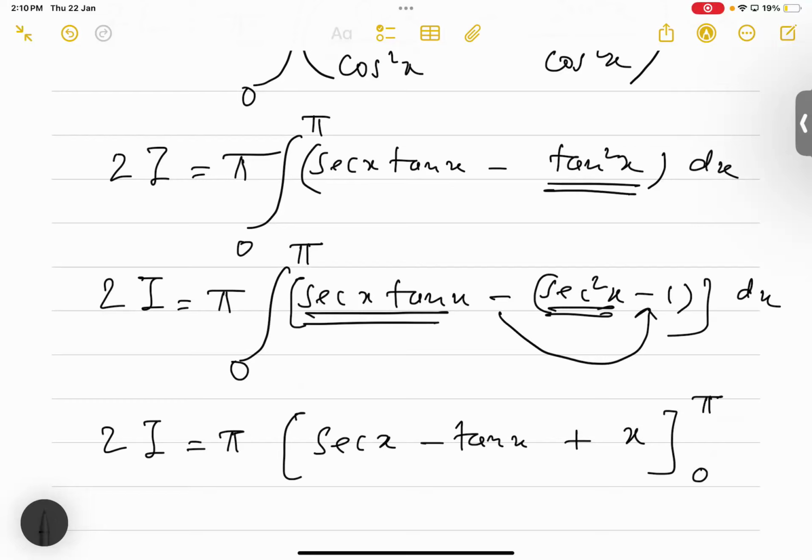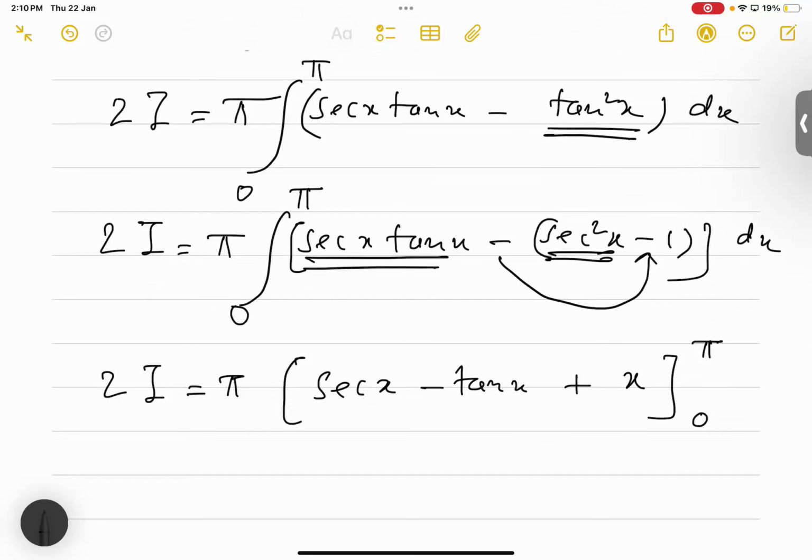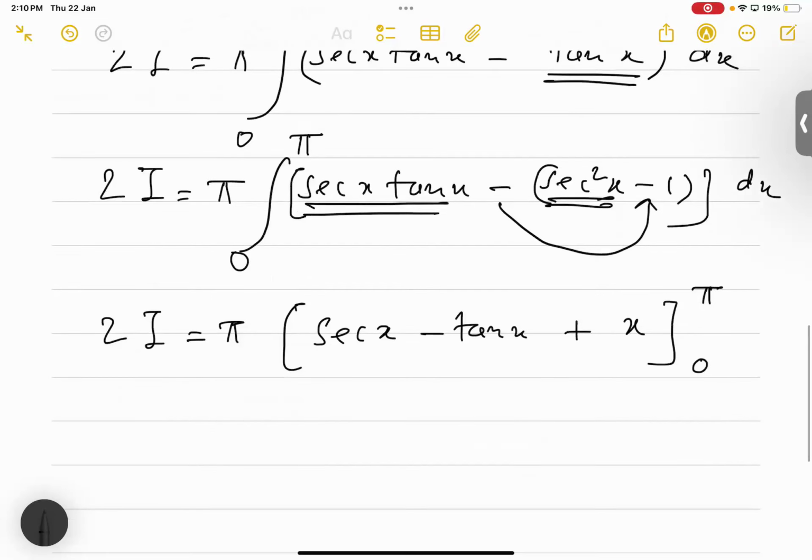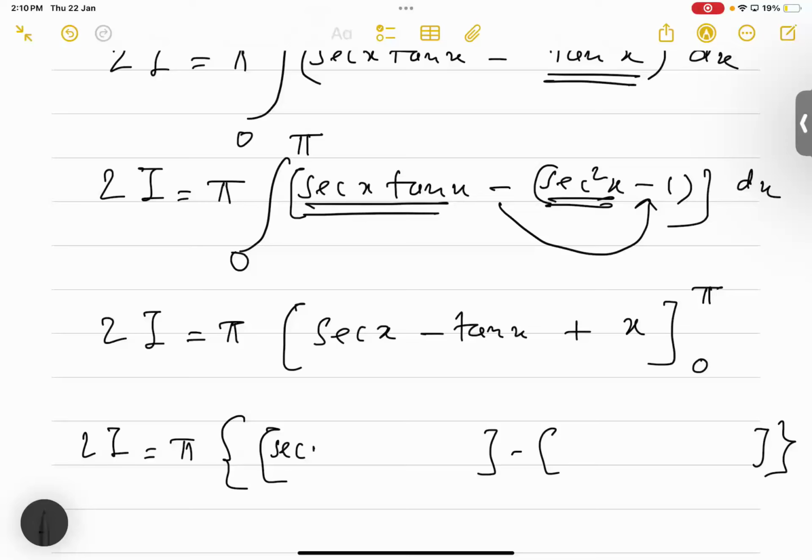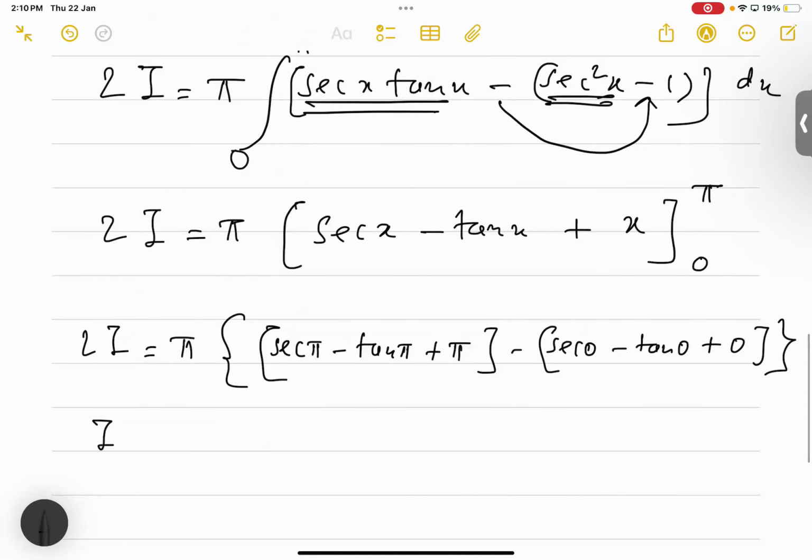Proper tick marker. After this, box minus box with a curly bracket. Sec pi minus tan pi plus pi, minus sec 0 minus tan 0 plus 0. So I is equal to pi by 2. What is sec pi? Minus 1. Tan pi is 0 plus pi. Minus sec 0, sec 0 is 1, sorry. Tan 0 is 0. Okay.